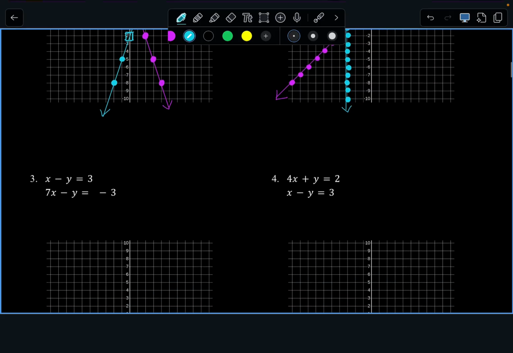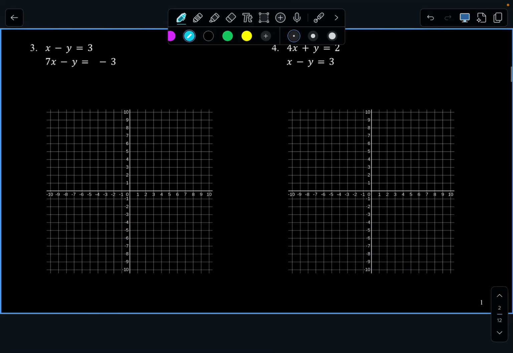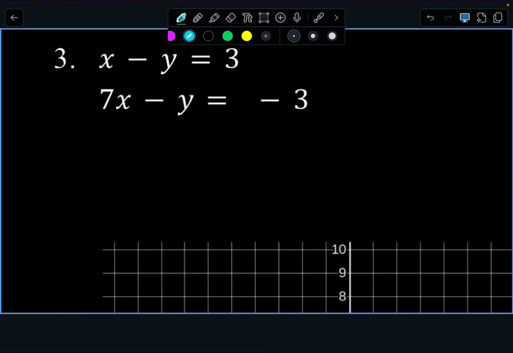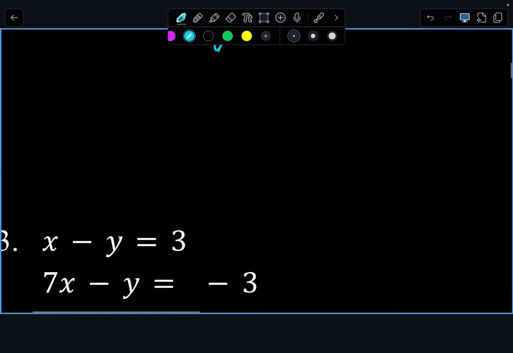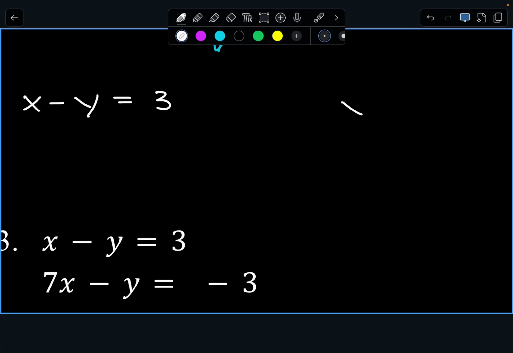What if it's not in that format? What if x and y are on the same side? Well, we want to get y by itself. I'm going to show you two different ways to do that. So x minus y equals 3. So the first way is how we would normally do this.